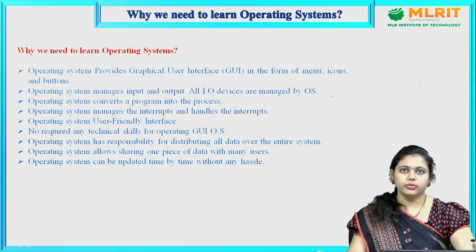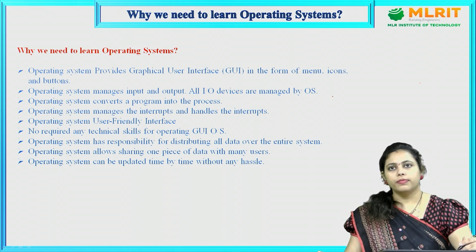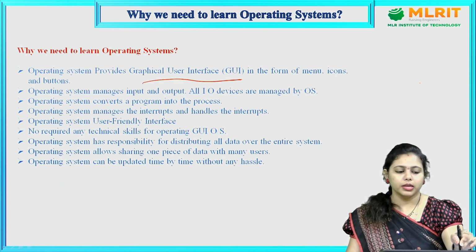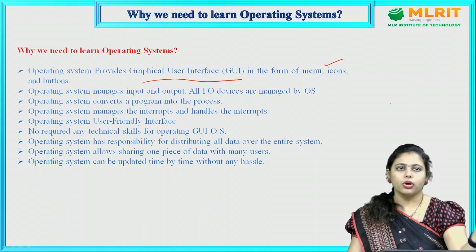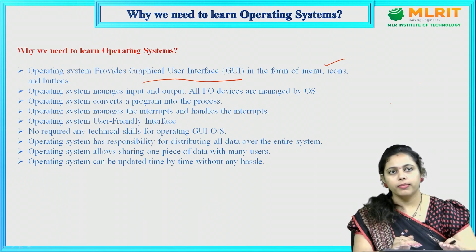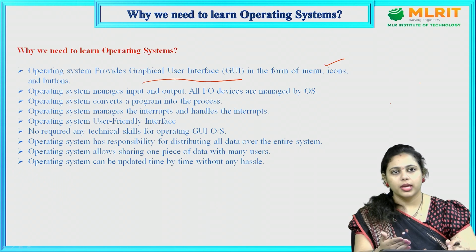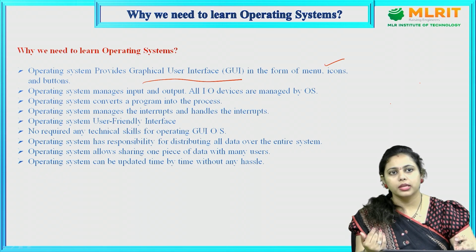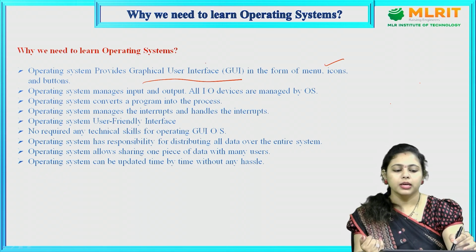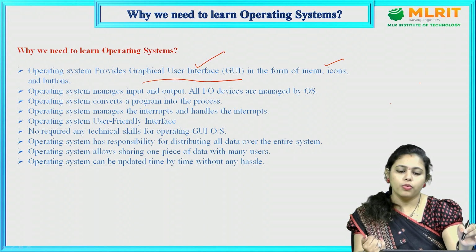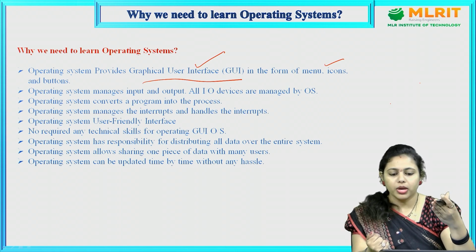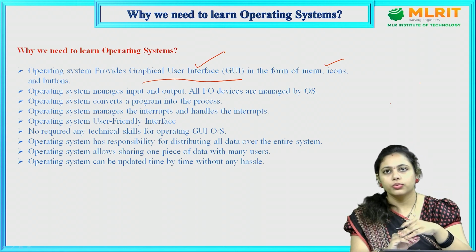So, next we are going to see why we need to learn the operating system. One by one, let us see why we should learn it. Initially, the operating system provides a graphical user interface in the form of menus, icons and buttons. When I turn on my system, if I want to see any Word file or Excel file, I see it through menus, icons and buttons. These are provided by the graphical user interface. So the foremost thing my operating system does is provide files through the graphical user interface.